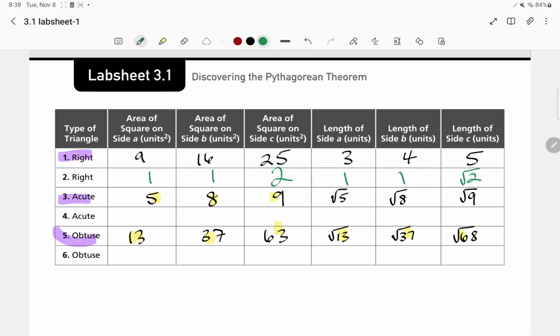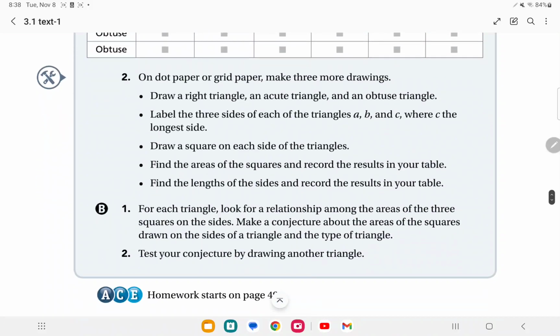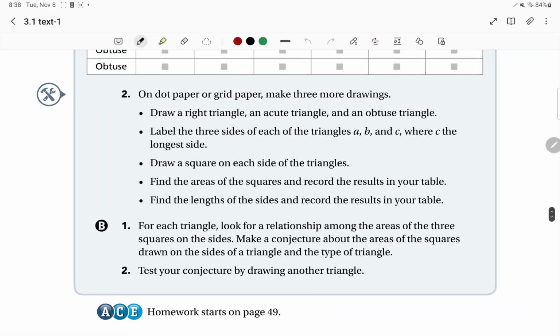Well, I went ahead and finished out my right triangle, had areas on those smaller sides of 1 and 1, and then the area of that other one was 2, so my side lengths were 1, 1, square root of 2. And then let's come back to our notes, or rather our books. Make sure we go ahead and find those areas and lengths for all of those triangles. You should have all 6 triangles filled out. So this is all done. You can do that on the lab sheet. That's just fine. Record your results in your table.